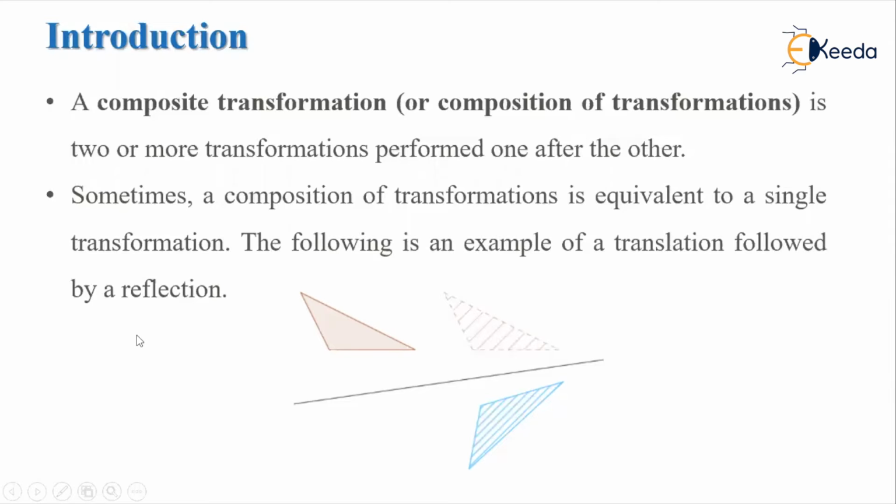that is a translation which is followed by a reflection. This is the original image, which is brown in color. Now we have to get the reflection of this object in this direction. So first of all, we have to move this object to this location, and then we have to take the reflection of this object. Then we will get this object as output.